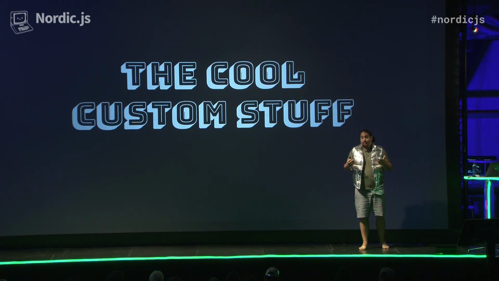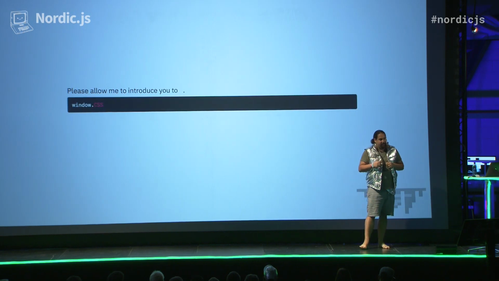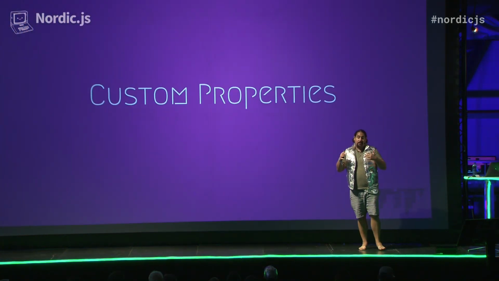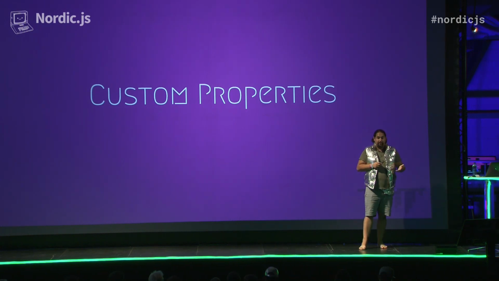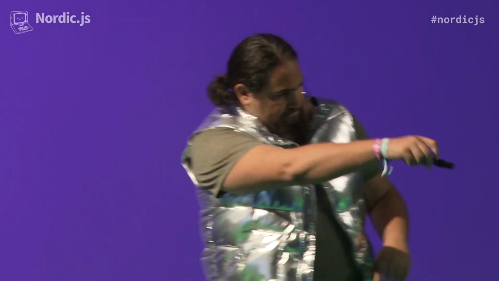So next bit, the cool custom stuff. Please let me introduce you to window.css and all of the fun things that hang off of it. The first really awesome thing we get with window.css and the typed OM are custom properties. Custom properties really let us make our snozberries taste like snozberries.